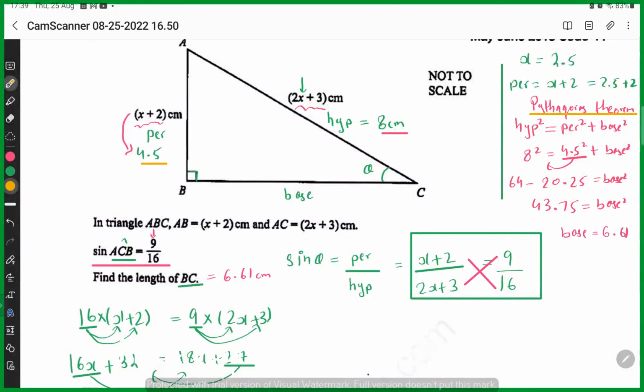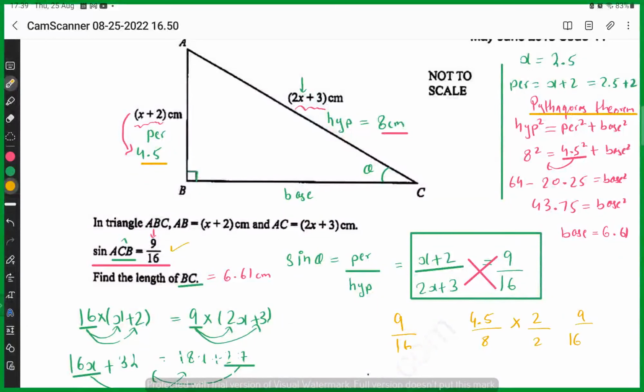If you have 9 divided by 16, and if you have 4.5 divided by 8, in maths I can multiply anything with 1, right? I can do that. So if I multiply it by 2 by 2, 2 by 2 is 1. So mathematically that is correct. This is also going to give me 9 by 16. So you could have used this as well. That is also fine. You are right.